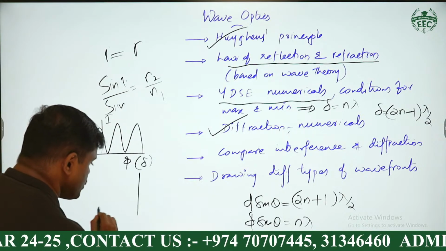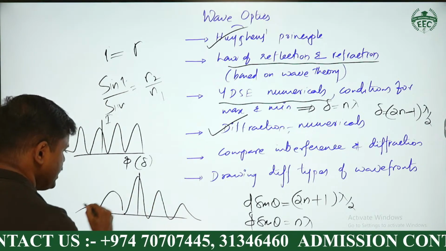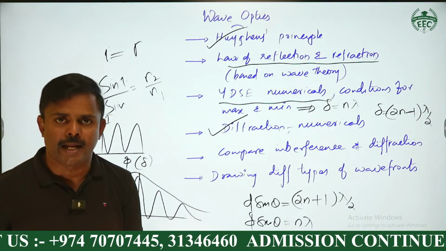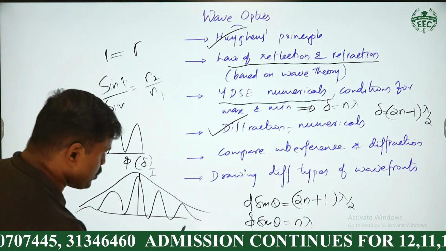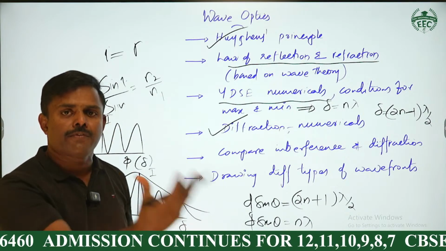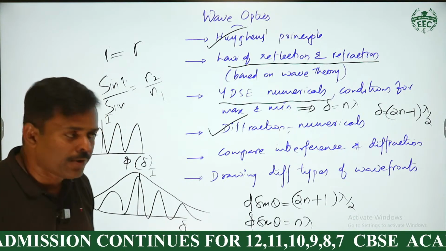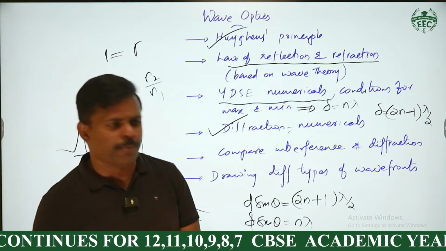But in diffraction, it is not so. The central band is brightest, and as you go outwards, the brightness keeps decreasing. On the y-axis, you plot I. On the x-axis you plot path difference or phase difference for that matter, because path difference and phase difference are directly proportional. Then drawing different types of wavefronts, that's another important question.